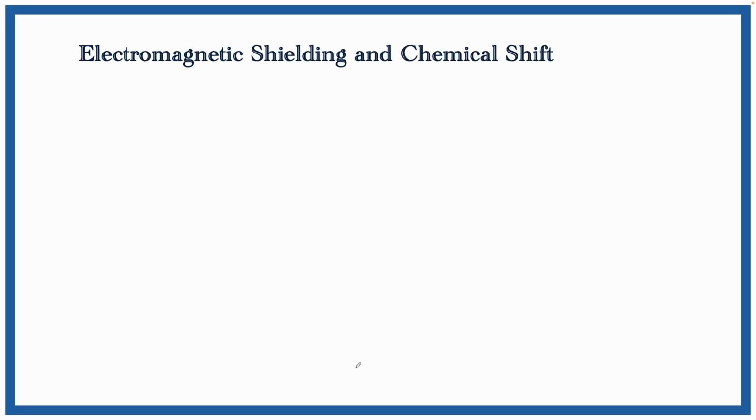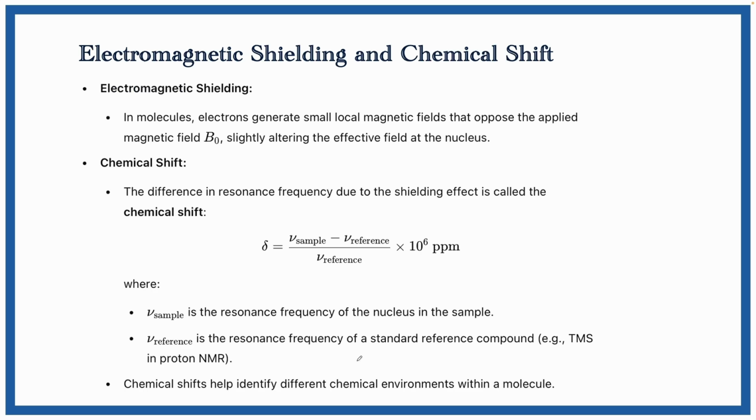Now we are going to discuss electromagnetic shielding and chemical shift. Electromagnetic shielding: as we have seen in the video, in molecules, electrons generate small local magnetic fields that oppose the applied magnetic field B0, slightly altering the effective field of the nucleus. Now we are going to discuss chemical shift. The difference in resonance frequency due to the shielding effect is called chemical shift.